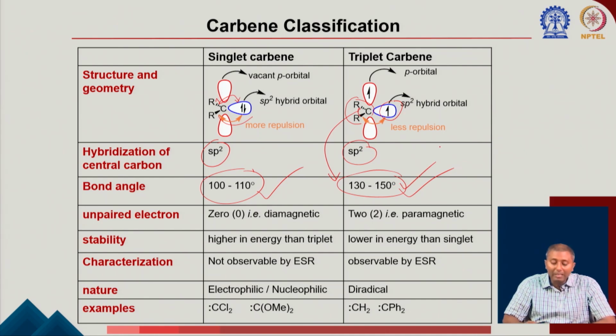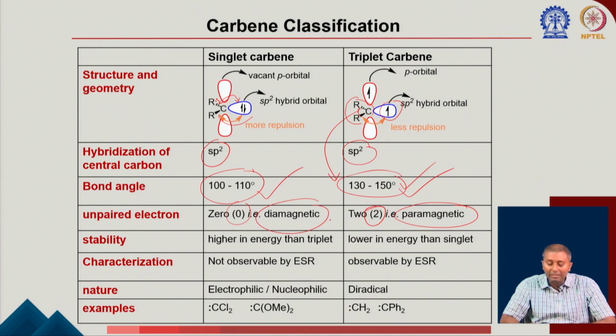We have already clearly learned, as we have seen previously, that in the case of singlet there is no unpaired electron. So 0 unpaired electrons means these compounds will be diamagnetic. Here the triplet is paramagnetic because you have 2 unpaired electrons. We know that to make a compound paramagnetic, it has to have unpaired electrons.